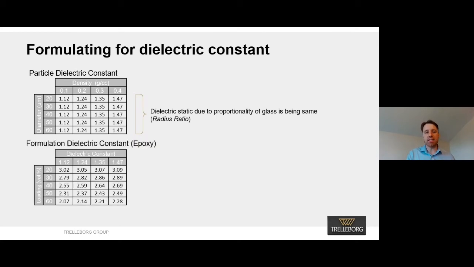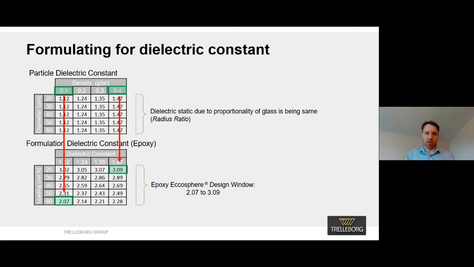And now if you feed that data down to a very simple composite formulation, in this case with epoxy, you can see as the density of the particle goes up, the dielectric constant of the formulation goes up, and as the loading goes up, the dielectric constant of the formulation goes down. And that gives you a net design window using epoxy of somewhere between 2.07 and 3.09. Again, the base dielectric constant of the matrix in this case changes with temperature. Largely, it changes with frequency, but this is just a very basic example.